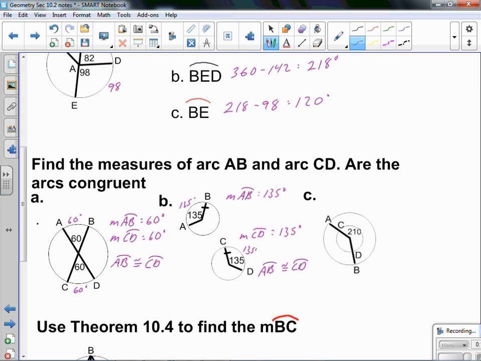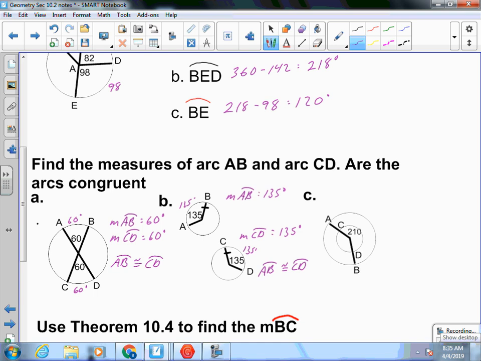Alright, so the next one for AB and CD. These are concentric circles. 210 degrees on the back side of this angle, which means the inside is going to be 360 minus 210, which will be 150 degrees for that interior angle, or the central angle. Which means that those two arcs are both 150 degrees.